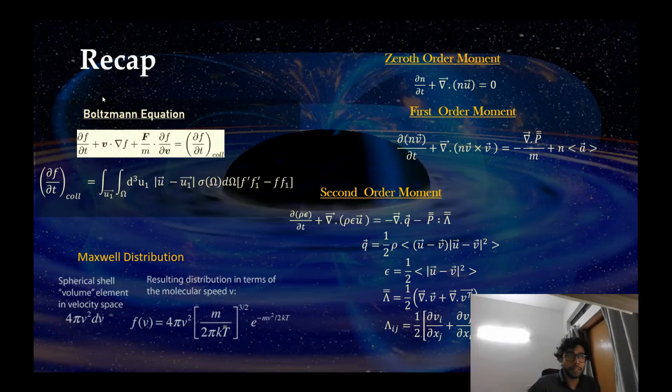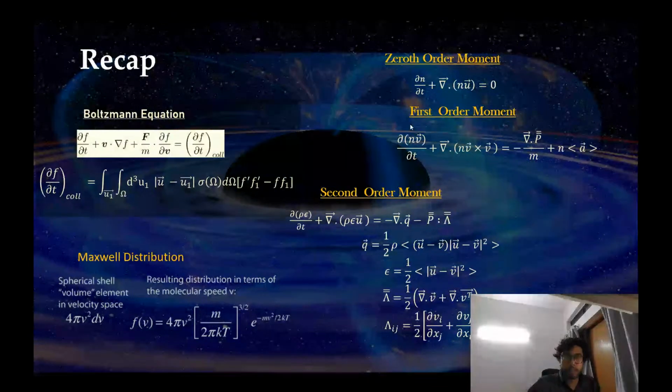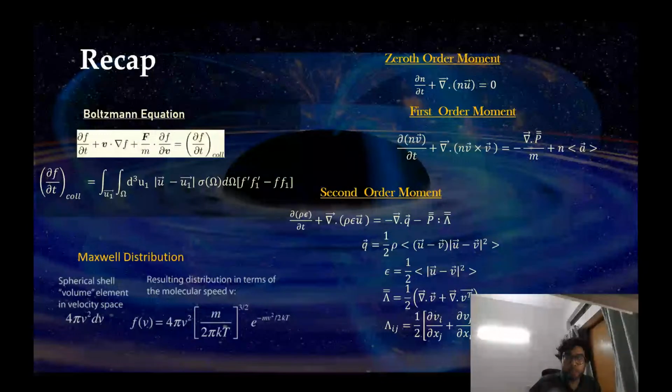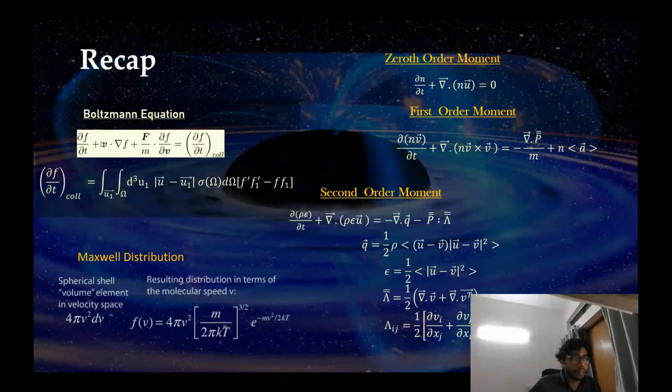Okay, if not, then we can start with a recap. And when I'll be discussing this first order moment equation, that will answer your question about the flux density tensor. Okay. So, anyways, if you remember from the first week, we started with the Boltzmann equation, which in a sense describes how an ensemble of particles behave in a phase space.